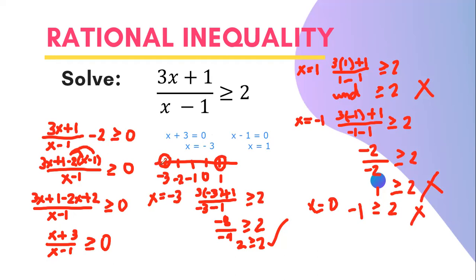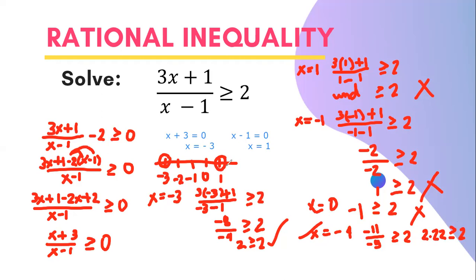Okay. Now let's try substituting numbers to the left of negative 3. Let's say, what if x is equal to negative 4? What will happen to this? Okay, substitute x equals negative 4. So we have 3 times negative 4 is negative 12, plus 1 is negative 11, over negative 4 minus 1 is negative 5. Is it greater than or equal to 2? What is negative 11 over negative 5? That is positive 2 point something, right? It's 2.2, and obviously 2.2 is greater than 2. So that means if negative 4 is correct, which is on the left side of negative 3, probably all numbers to the left of negative 3 will be part of the solution set.